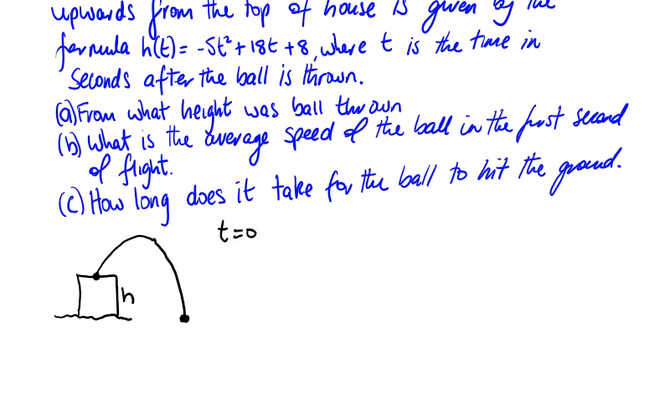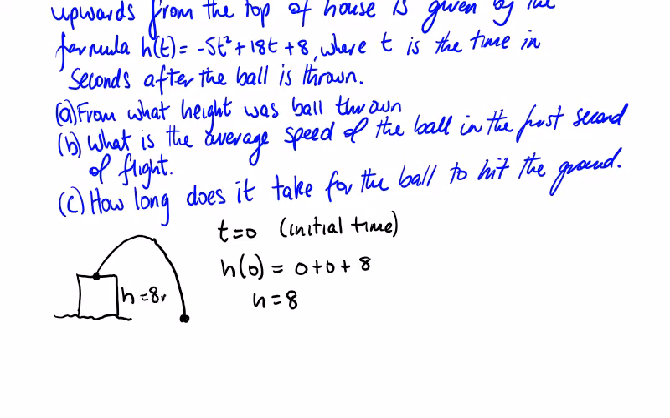Time is equal to 0, and this is my initial time, and you've probably seen this before. My initial time will always be time is equal to 0 because time hasn't started yet. So if we put in h of 0, when time is 0, we're going to get 0 plus 0 plus 8. So the height that the ball is thrown from is equal to 8, and it'd be meters if it's the top of a house.